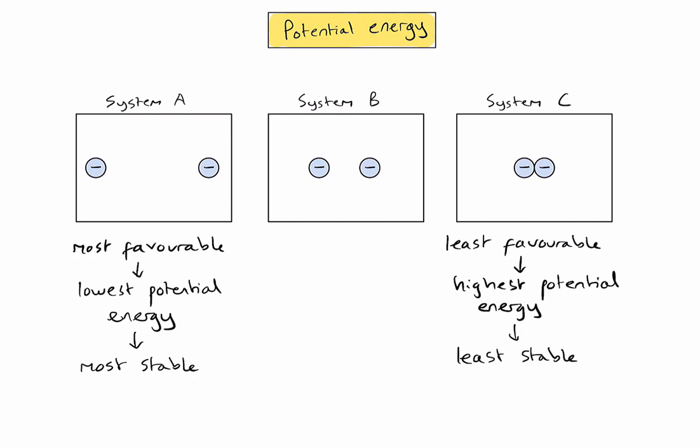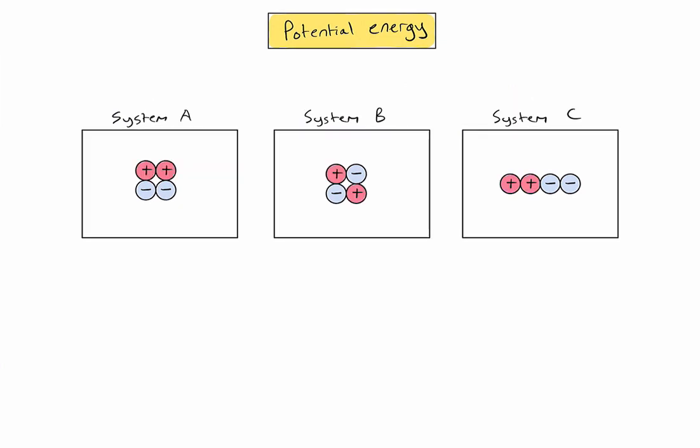Let's have a look at one final example. This time, each system contains two positively charged particles and two negatively charged particles, so we need to identify which would be the most favourable arrangement. Because there are more than two particles in this case, we need to consider all of the attractive and repulsive forces at play. In system A, my positively charged particles are next to negatively charged particles, but they are also right next to particles with the same charge.